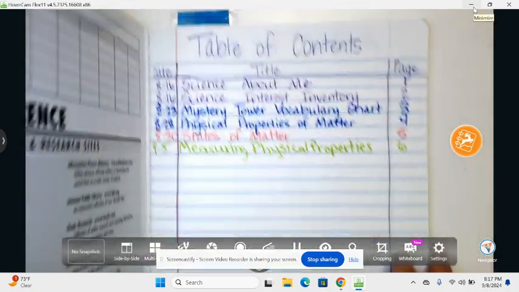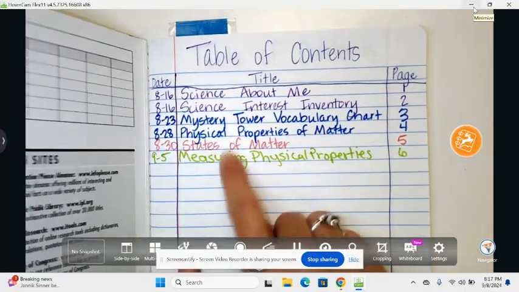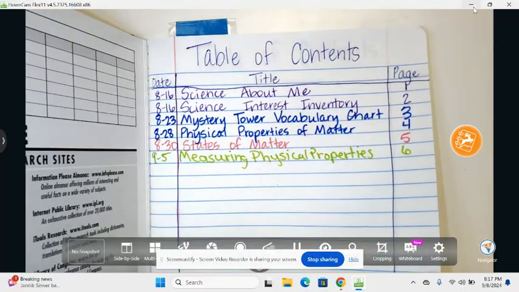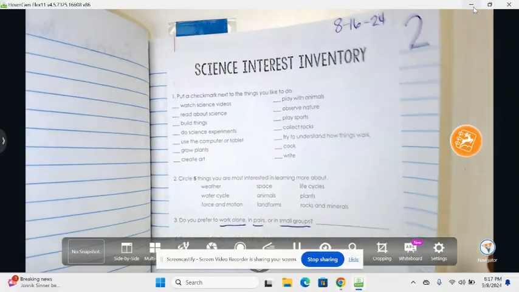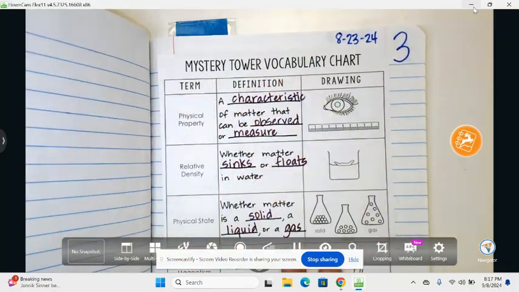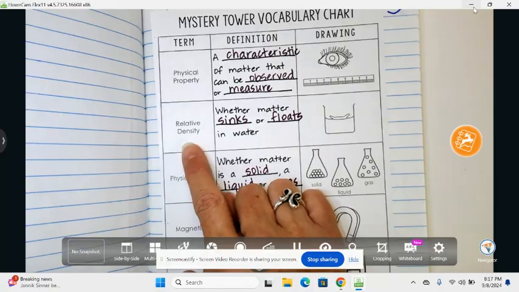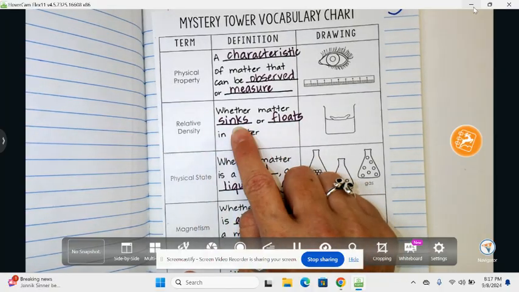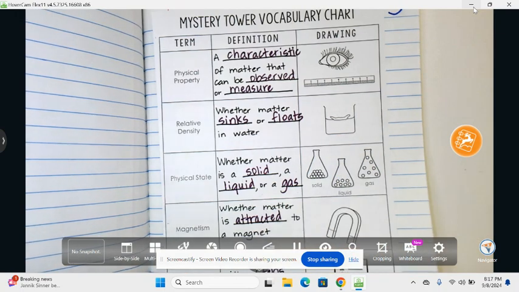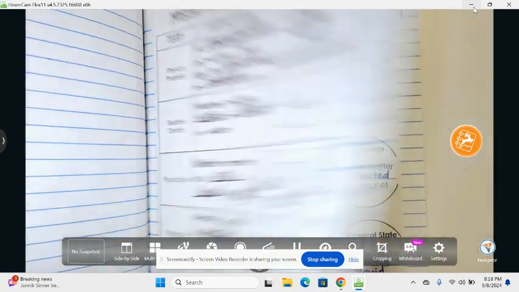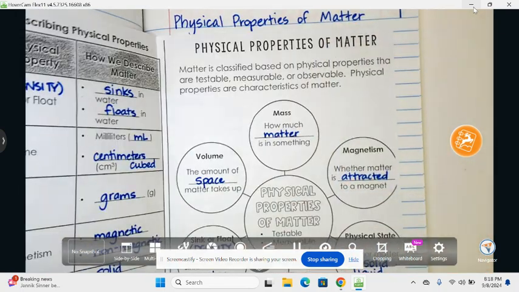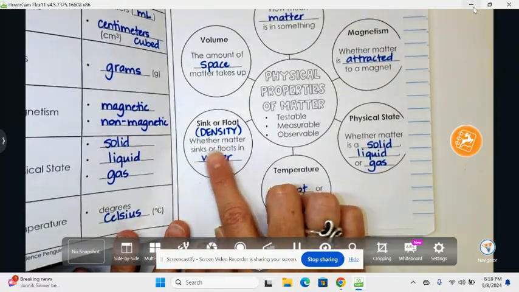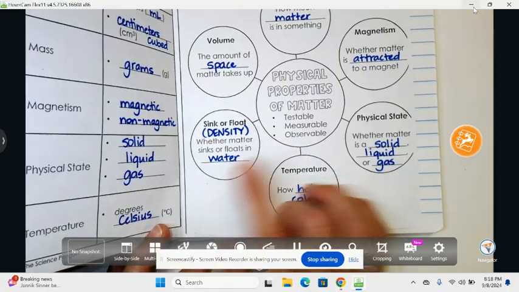Even on the day of the actual test, you can get help from your journal. We have a couple different things about relative density. Everything we did in the mystery tower lab was about relative density. We have a card right here, or a word right here, whether matter sinks or floats in water. So again, we're talking about a rock and a rubber duck. We also have one here about whether matter sinks or floats in water. So it's just a reminder of what we've done.